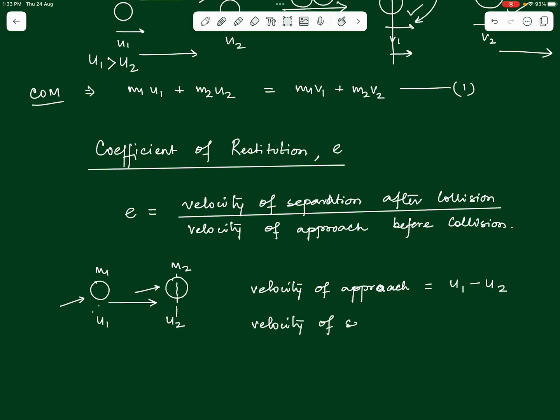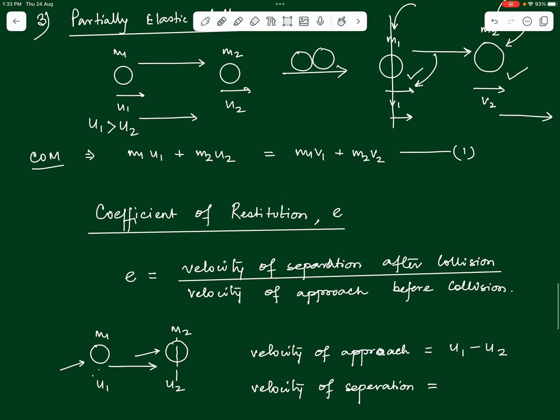So the velocity of separation, which we now understand, is nothing but the relative velocity of m2 with respect to m1. Can we say it will be nothing but v2 minus v1? Yes. So this is the velocity of separation after collision. Understand that separation is happening after collision only, so we can define velocity of separation only after collision.